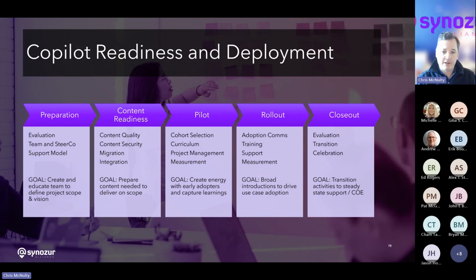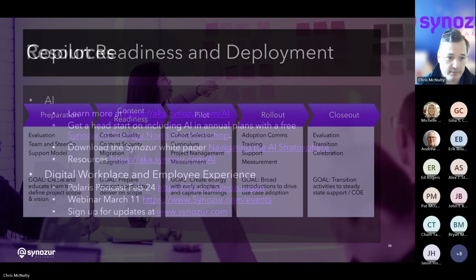preparation, content readiness, the pilot itself, rollout, and then handing off to closeout. Each one has a specific goal. Each one has different stakeholders. Each one has different activities. But again, the investment you make in structuring the way that you approach a Copilot rollout will have immediate and long-term benefits to achieving the success that Microsoft promises and that is achievable and within reach.